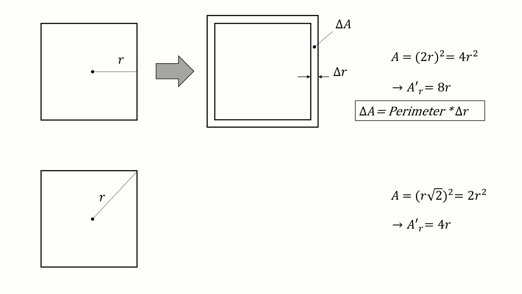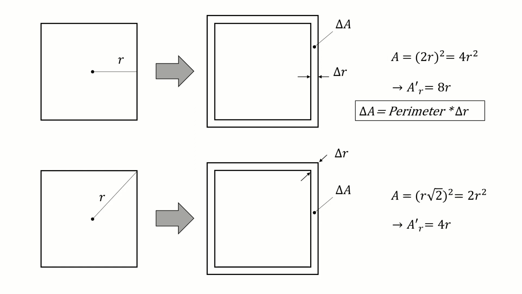But in the second case, if you do the same thing, delta A is not going to be equal to the perimeter multiplied by delta r, because delta r is not the width of that narrow band you have added. So it means the way this works depends on the way you define the radius or the equivalent of the radius in a case like this.